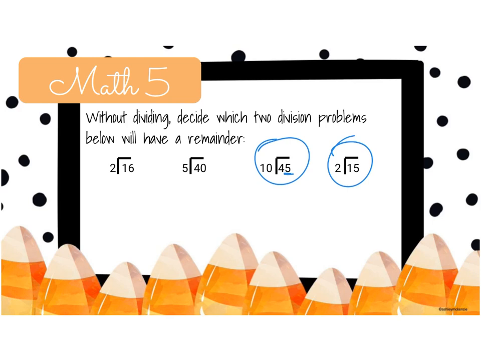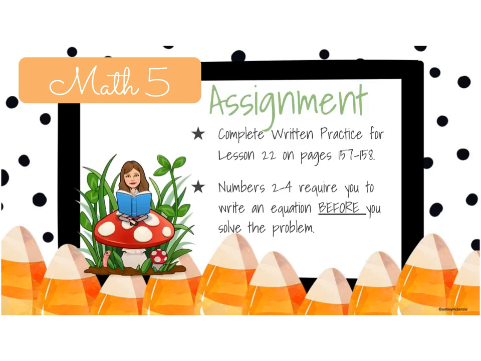What did we say about numbers that are divided by 2? What kind of numbers do they have to be? Even. This is an odd number, so it cannot be divided by 2 evenly. I would have a remainder. Can I divide these numbers? Absolutely. I'll just have a remainder. Okay, there's our quick little review on division.